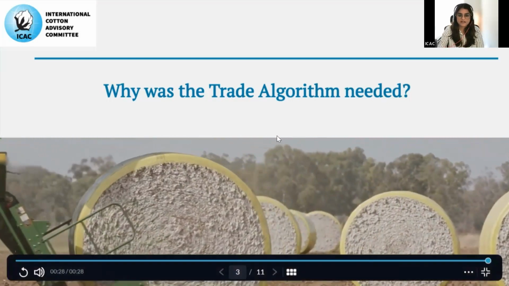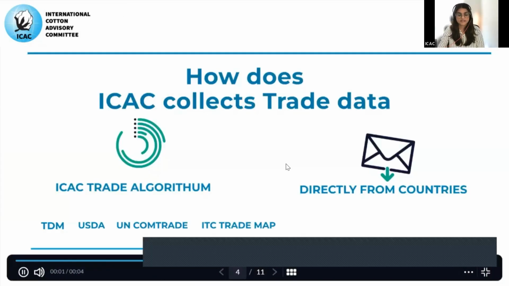Let's have a look at our step 1. How does ICAC collect trade data?